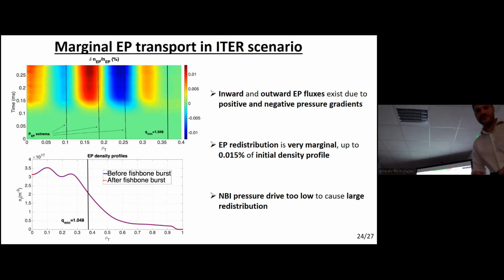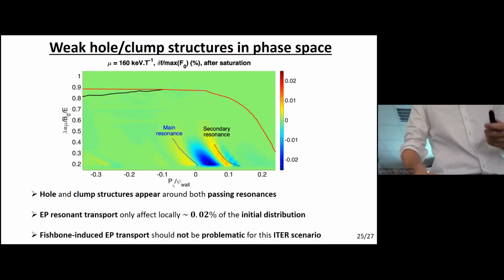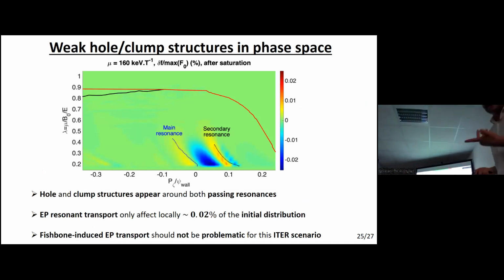To finish off with this analysis, I'm just going to describe what happened in phase space for that transport. Similar to the DIII-D case, we do have an island forming around each of the resonances. As you can see, the amplitude here is normalized by the maximal amplitude of the initial distribution. It only affects 0.02% of the initial distribution, which means that the fishbone-induced heat transport should not be problematic at all for the ITER scenario, at least for the fishbone instability.